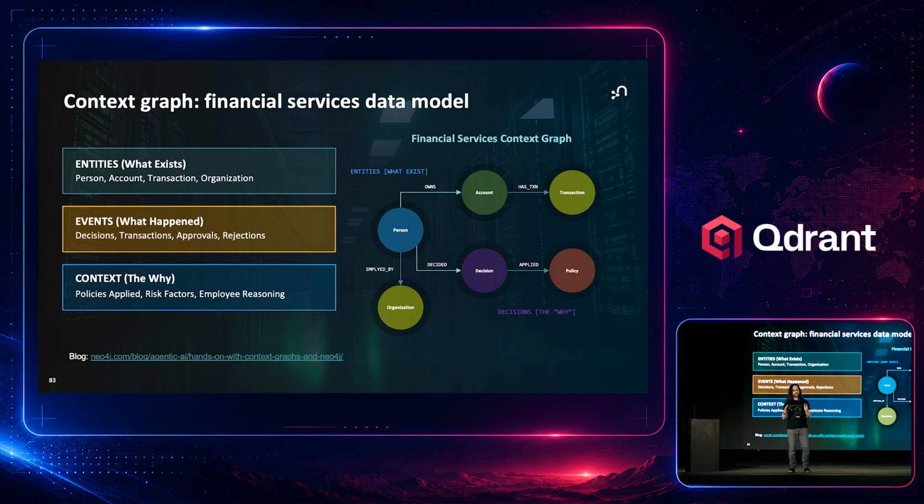An example of this is financial services. Here we're pulling back entities: people, accounts, transactions, and organizations. Events, which are happening over the time frame. And then the context, the why, so different policies and reasoning. And then we can encode this and create a financial services context graph, which gives us this information about the financial service scenario. So here we have a graph where the decisions and the policies are part of this.